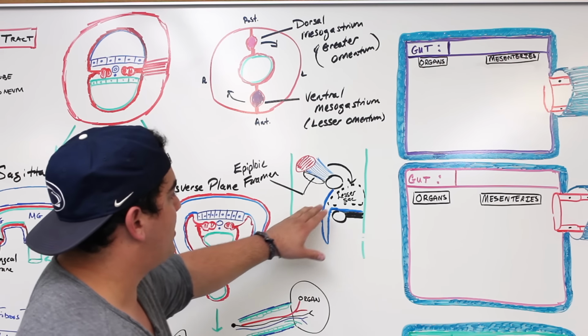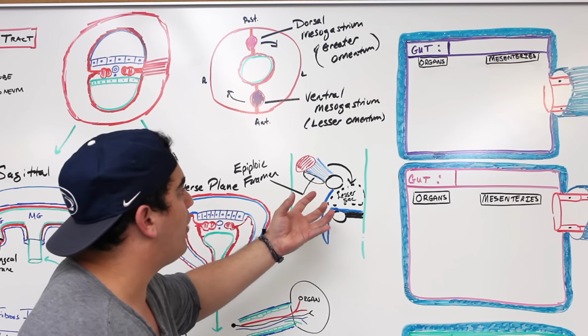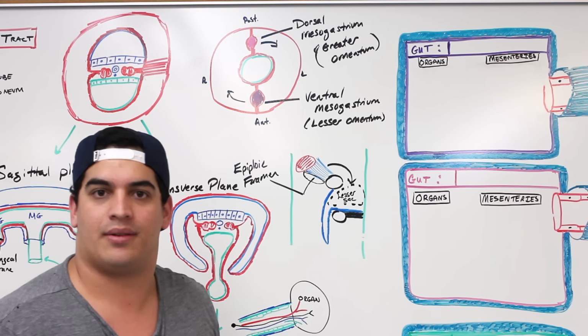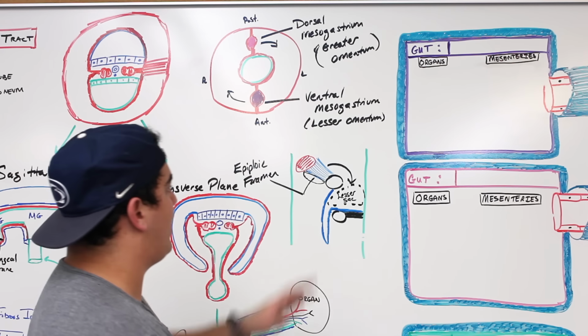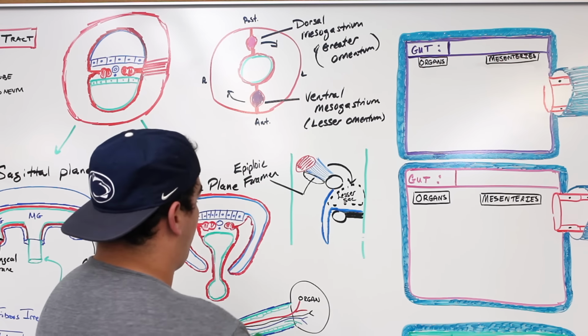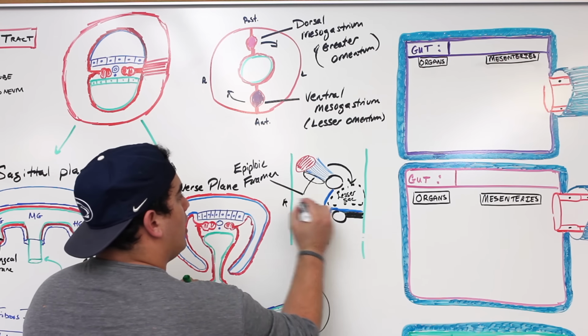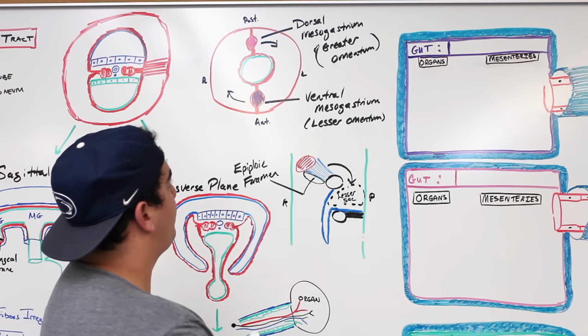Anyway, I just wanted you guys to get an idea of what the greater omentum is and what the lesser omentum is. Okay, that's just a little tidbit. Again, we can cover that in more detail in other videos, but for right now, that's good enough. And just remember that this is the anterior body wall and this is the posterior body wall. So again, we covered that.